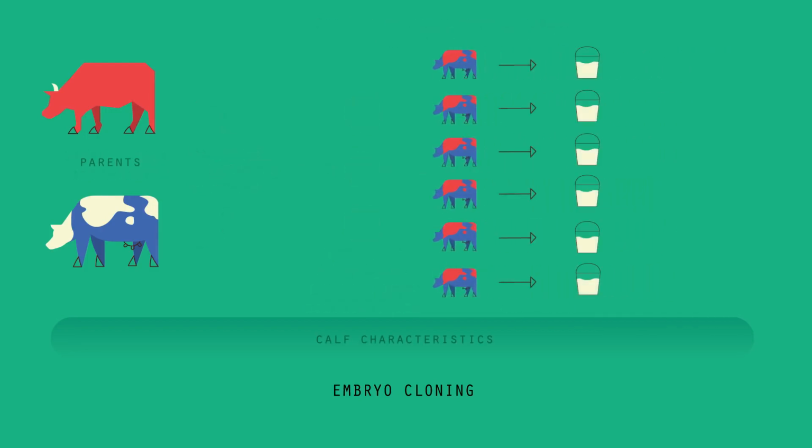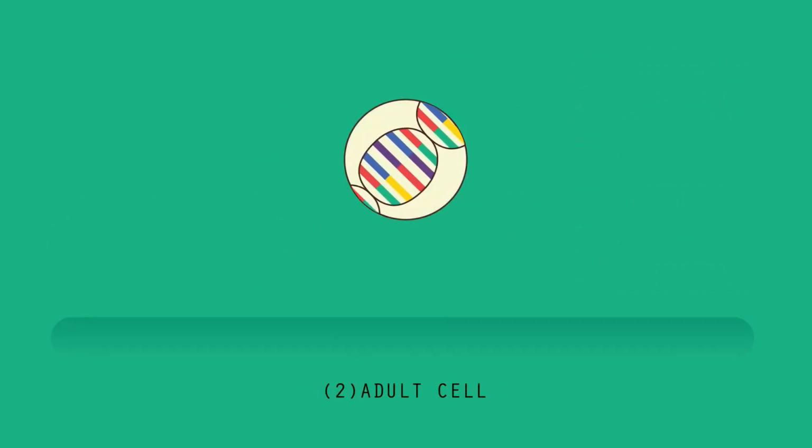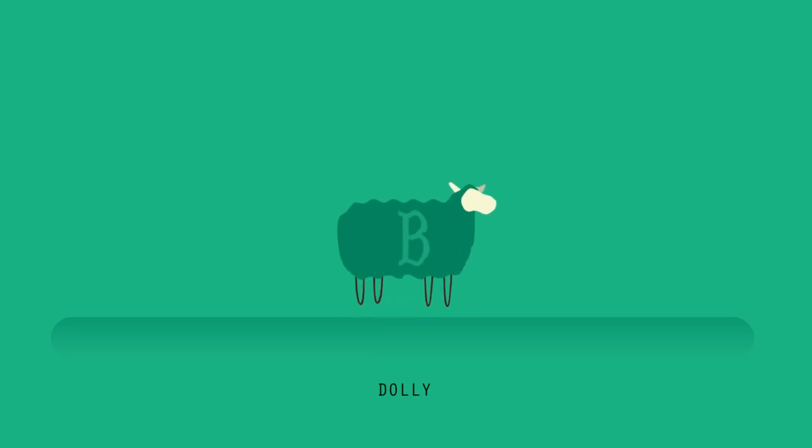Hopefully, the calves will have the characteristics that the farmer desires, but as sexual reproduction is involved and the genes from both parents are randomly mixed, there is always the chance that they won't. There is a way to get around that problem, and that is to use another technique called adult cell cloning. This is used to form a clone of an adult animal. You might have heard of Dolly the sheep. She was the first mammal to be cloned, back in 1996.